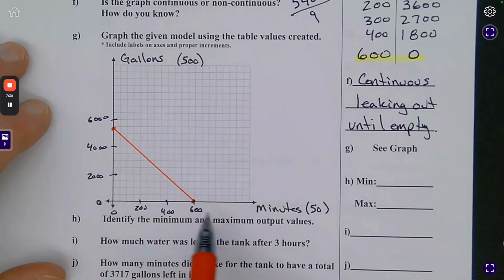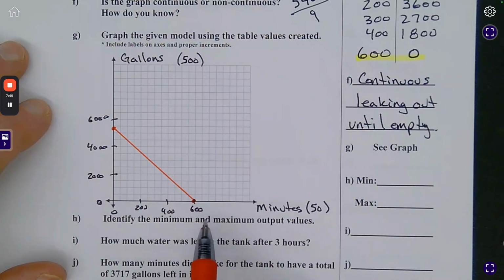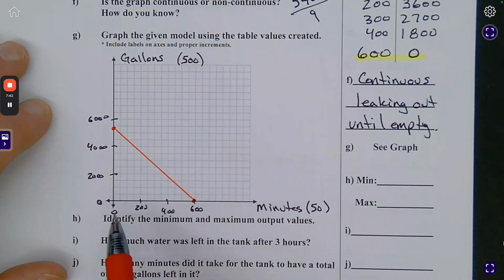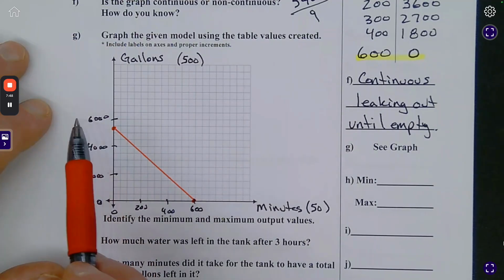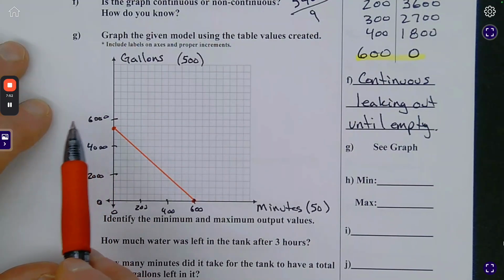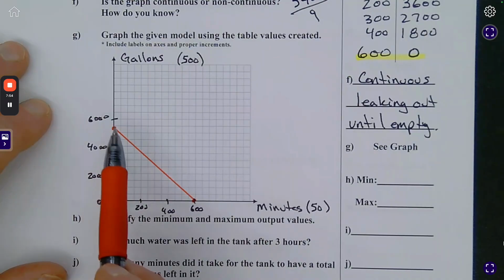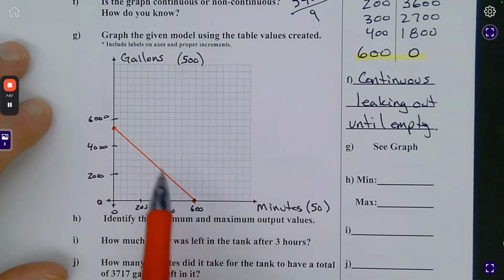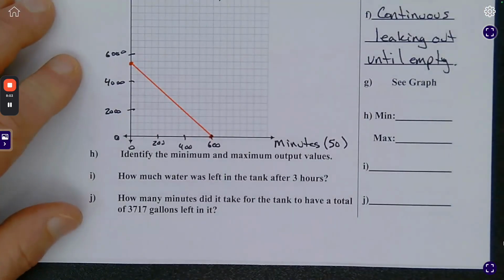To go down here wouldn't make sense. There's no water left in the tank. So why would I go here? And you can't have a negative amount of water in the tank, and that's what happens below the x-axis. Over here, that would be negative minutes, and negative minutes doesn't make sense in the context of this problem either. So the only valid inputs and outputs are from this end point to this end point. All right, let's keep going.